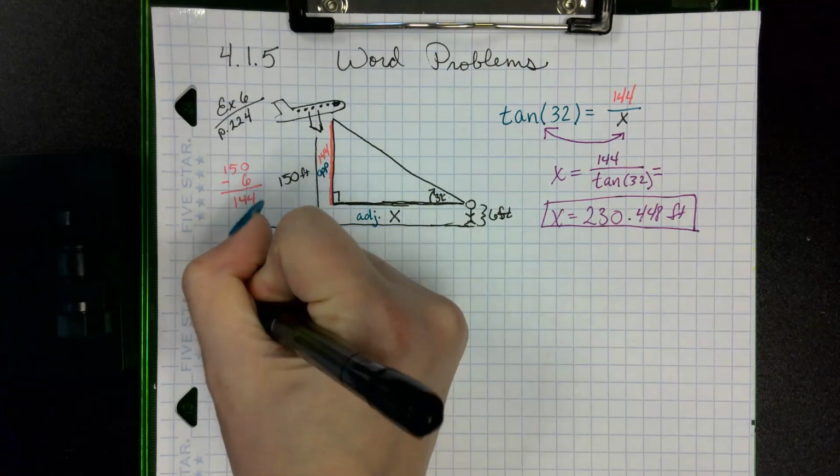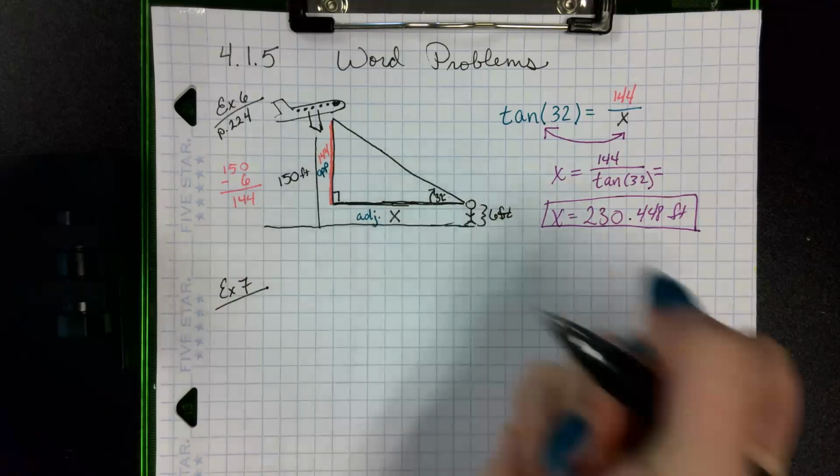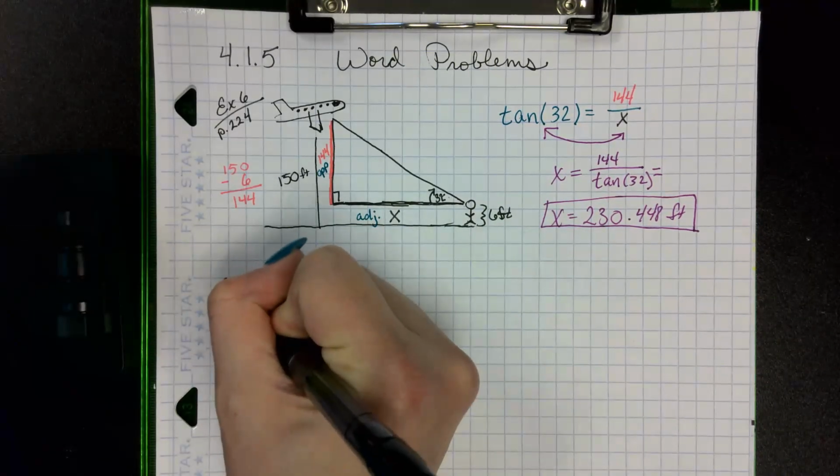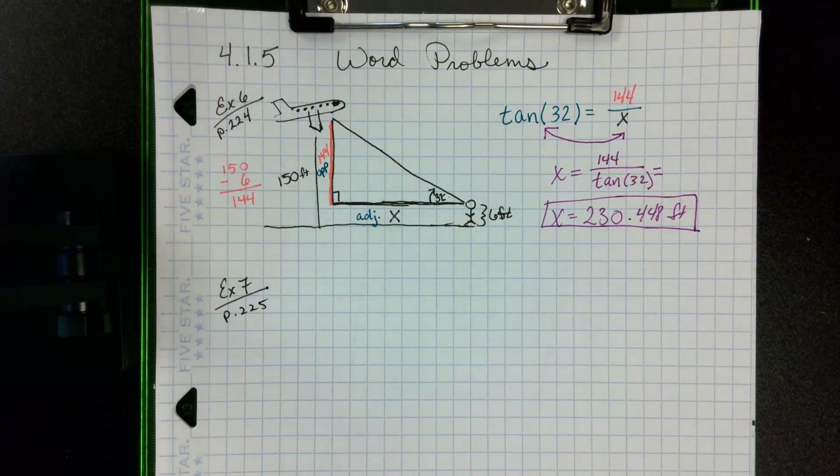All right, so example 7 is on page 225. This one is a hot air balloon question. It says a hot air balloon that is moving above a neighborhood has an angle of depression of 28 degrees to one house and 52 degrees to a house down the street. If the height of the balloon is 650 feet, estimate the distance between the two houses.